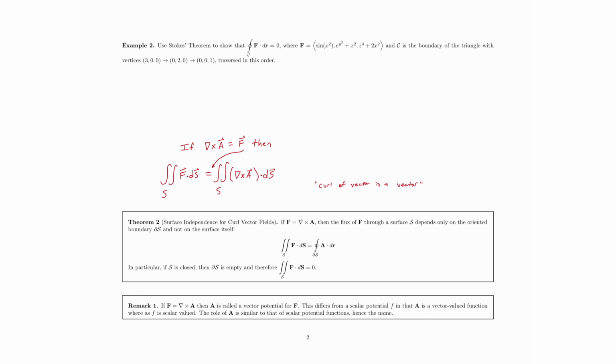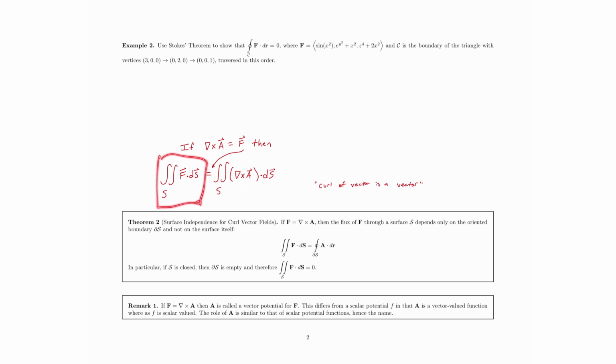Now, why would we want to do that? Well, because given any surface integral, the double integral over S, F dot dS, there's not necessarily anything that is connecting this to Stokes' theorem. There's nothing in this box here that screams Stokes' theorem.